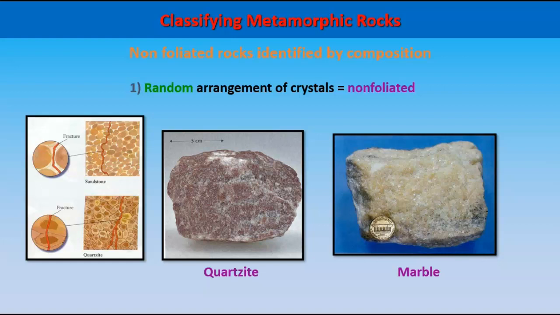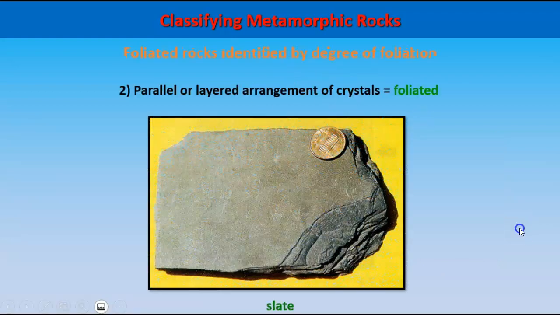So if we were in the lab and I plopped these two down next to you, and I said which is marble, which is quartzite, you could take a little drop of hydrochloric acid and put it on each. The one that fizzed is the marble, the one that doesn't is the quartzite. Voila, you're done. For our foliated rocks, we have our slate, which we can see some layering in here.